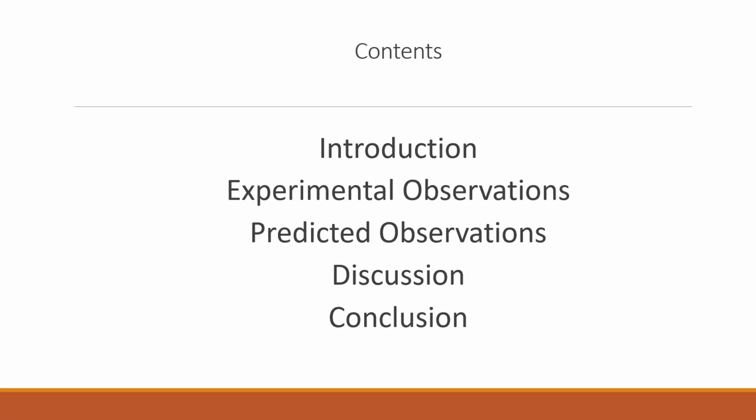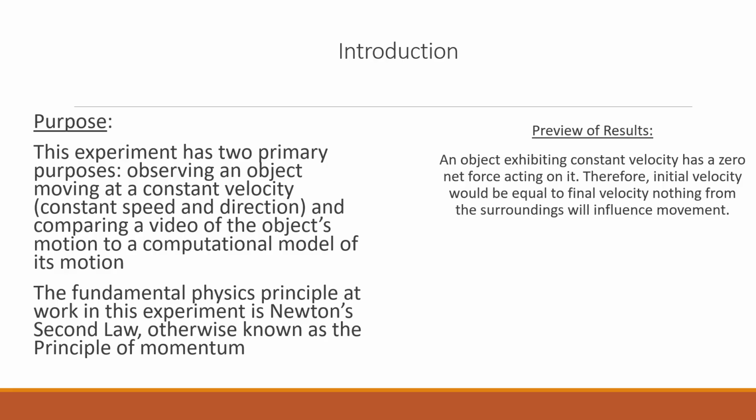Getting into some of the contents, we're going to have an intro, experimental observations, predicted observations, discussion, and a conclusion. For the intro, the purpose of this experiment is to compare a video of an object's motion to a computational model of its motion, and it's going to be moving at constant velocity. The fundamental physics principle at work in this experiment is Newton's second law, otherwise known as the principle of momentum.